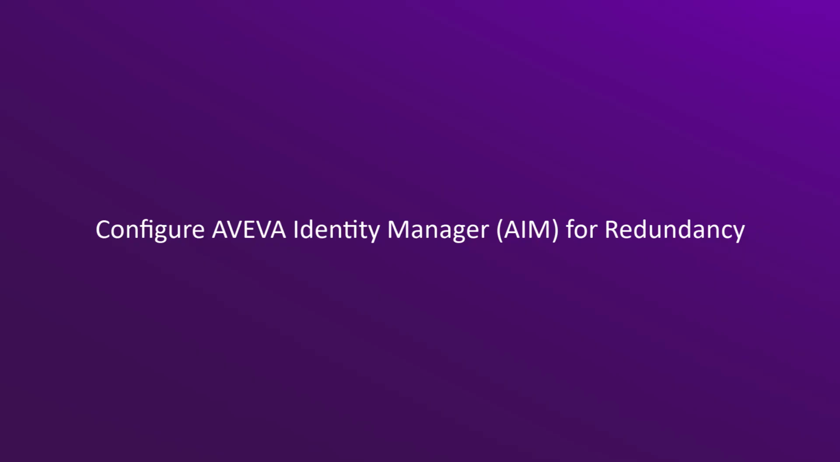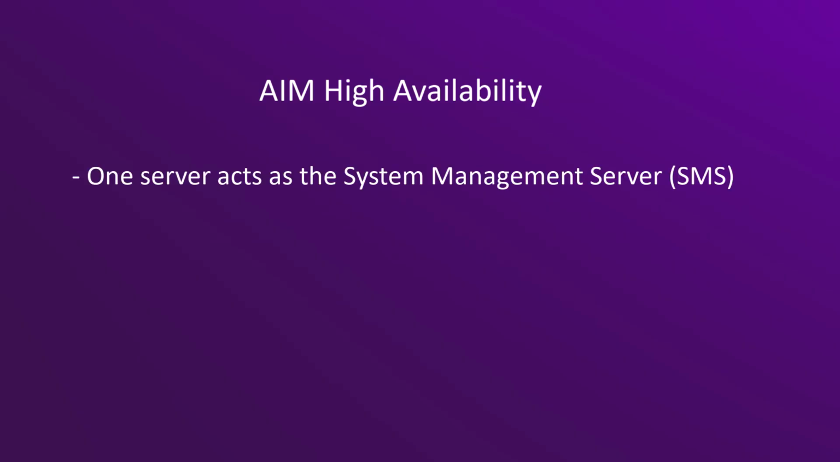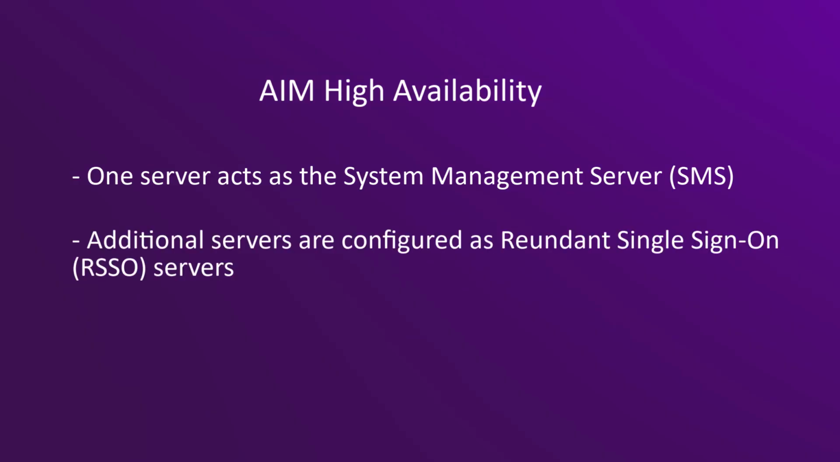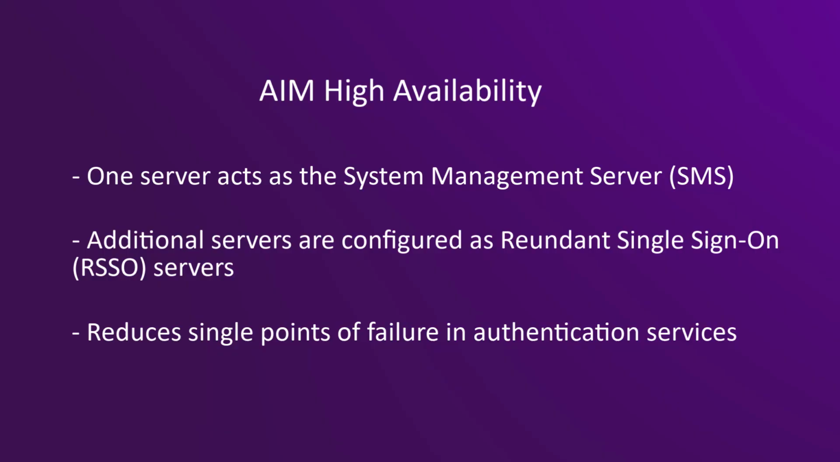In this video, we will configure AVEVA Identity Manager, or AIM, for a redundant deployment. AIM supports high availability by allowing multiple AIM servers to be deployed within the same environment. One server is designated as the System Management Server, or SMS, which we have already configured, while additional servers are configured as redundant single sign-on, or RSSO, servers. This configuration improves availability and helps eliminate single points of failure in authentication services.